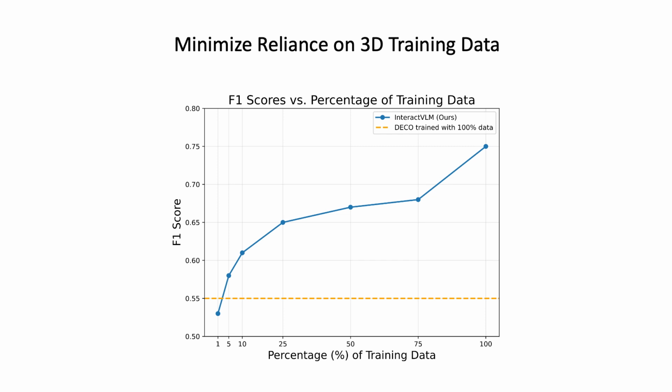For the task of binary human contact, we compare the F1 score of several InteractVLM model versions, trained with a varying size of 3D training data. Even with significantly less training data, our method outperforms DECO, which is trained on 100% of the data.